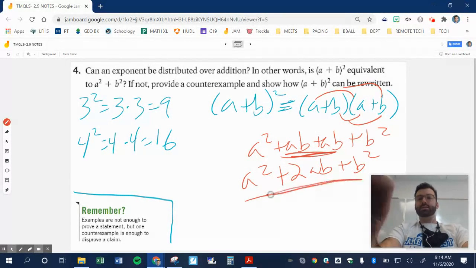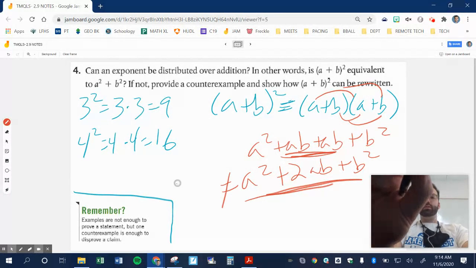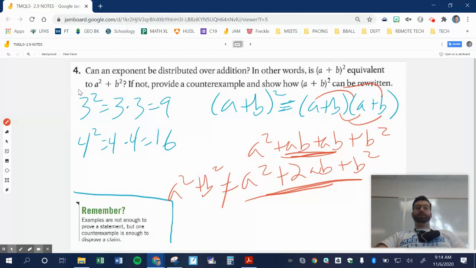So this does not equal a squared plus b squared. All right, so there's our counterexample. I just showed you why. Because when I actually multiply this out and FOIL this out, this is my answer. It's not a squared plus b squared. You're missing the middle, which is a very important part.